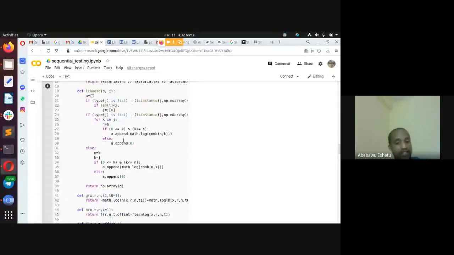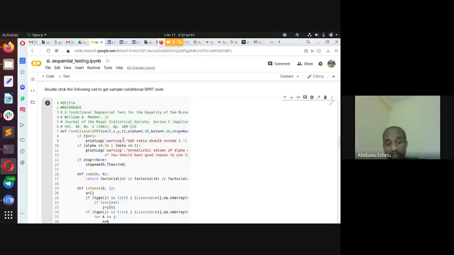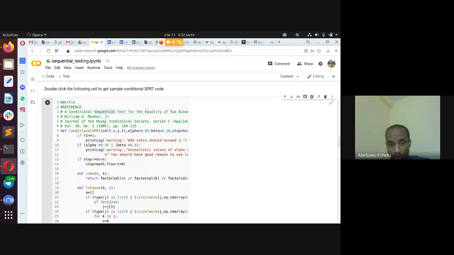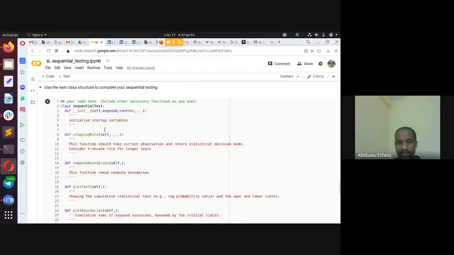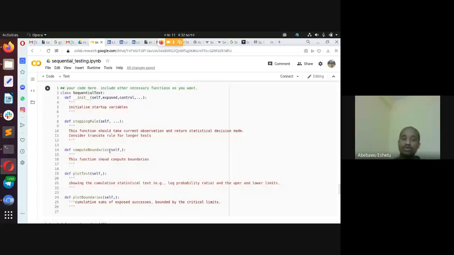All the variables, as I say, are similar to the variables included in the paper, so you will easily understand how things are implemented here. Then once you get the concept behind it, if you want to continue with this conditional probability test, just change this to optimize the code a bit and rewrite it under this sequential test class. I just included some of the class for your challenge. You need to compute boundaries, you need to have a stopping rule, you need to keep the initialization, the startup variables that will be used throughout the class.